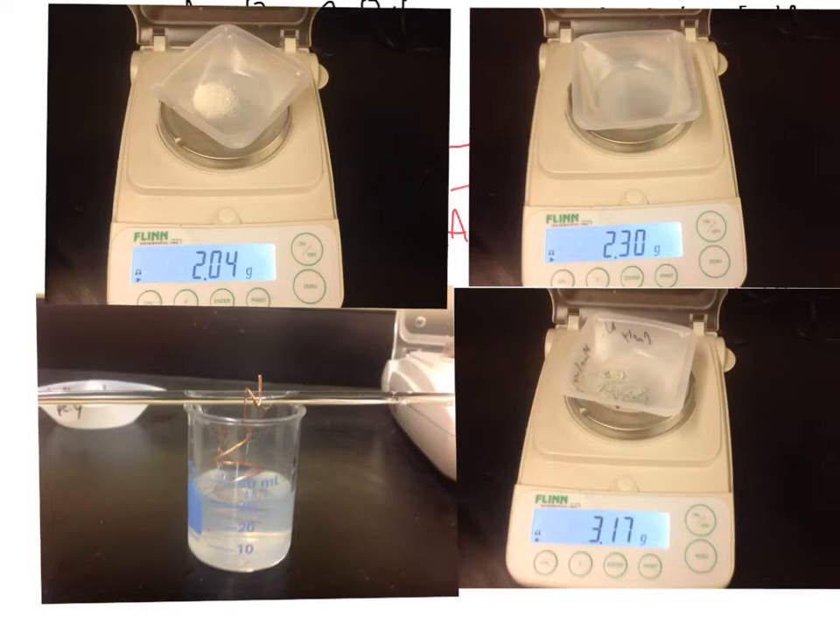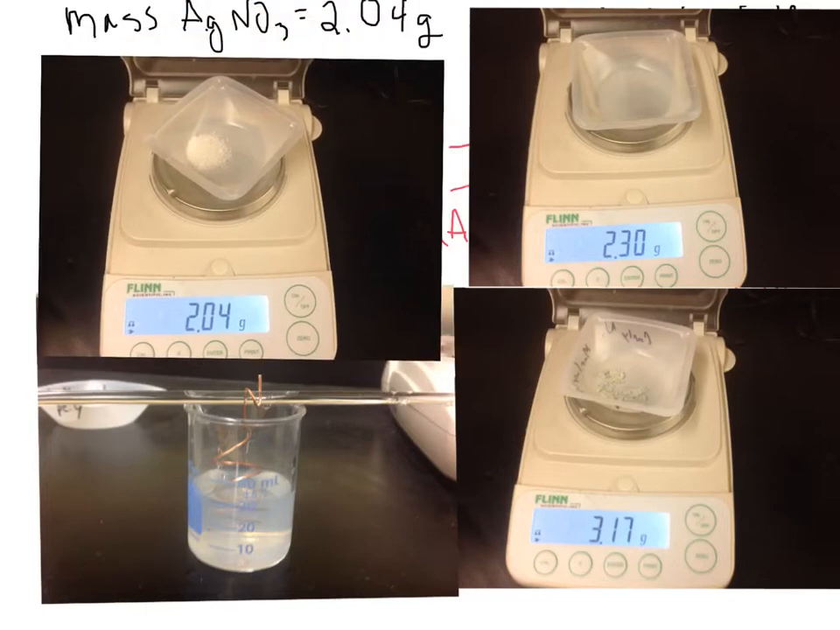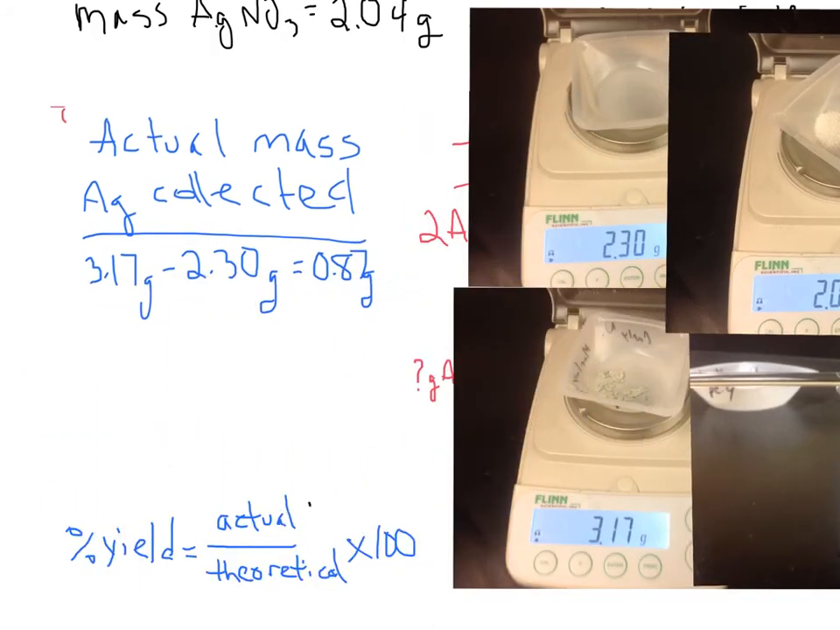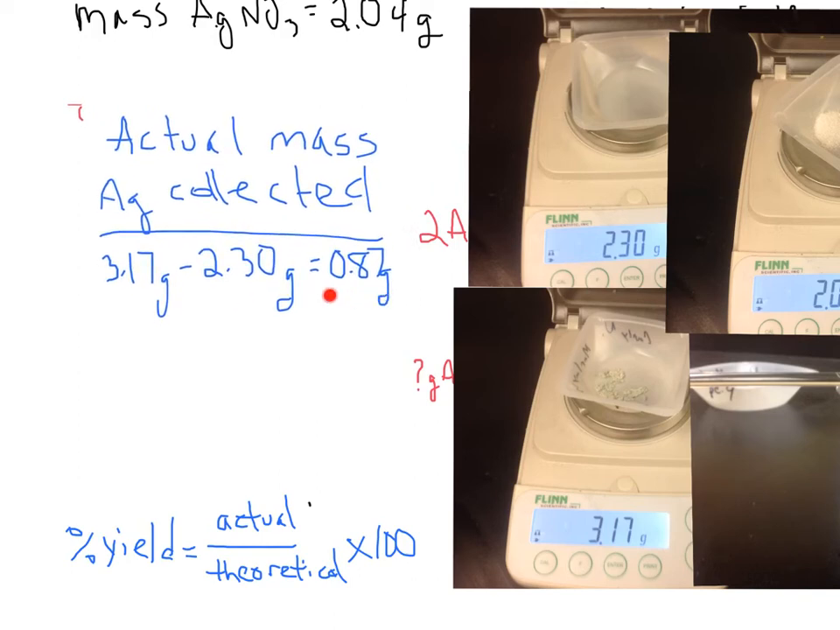Alright, so let me move some of this out of the way and we'll see what's important here. First of all, we need our mass of silver nitrate. That's going to be what we actually put in there, so that's going to calculate our theoretical yield. And then we need to subtract these two to find the amount of silver that we actually got. That would be our actual yield. So the actual mass collected here was 0.87 grams of silver. So that's grams of Ag.